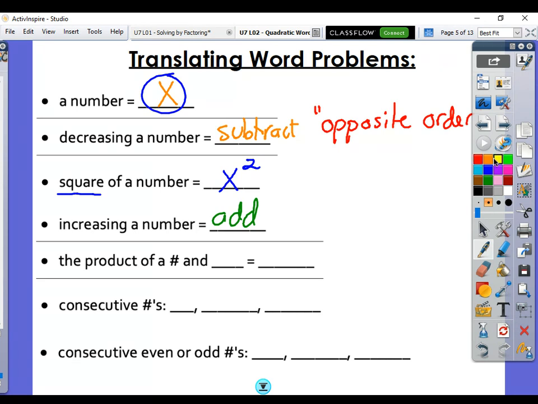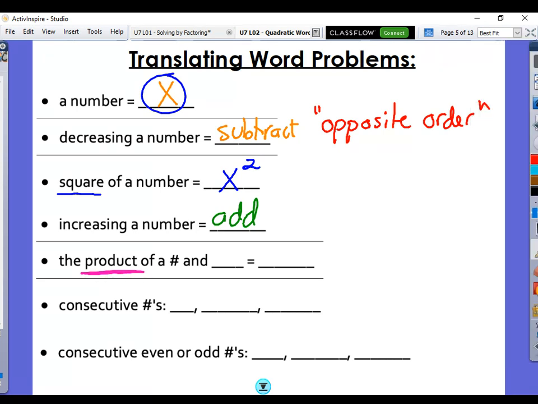This one's new. When we say the product, you guys learned this back in middle school, but the word product means multiplication. Product of a number and let's just say 4. Well, if it's a number, that's x, and 4, but we'll write the 4 first. So that's just 4x. So the product of a number and 4 would just be 4x.